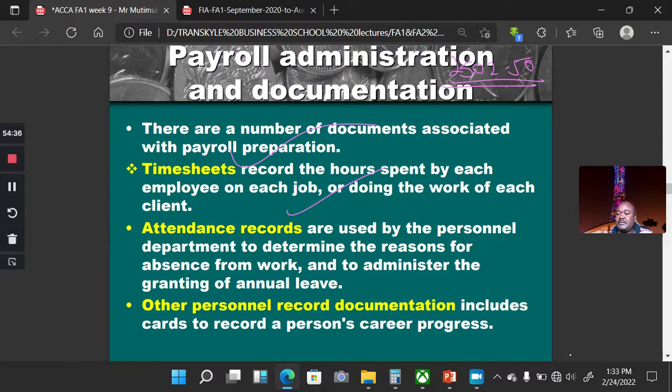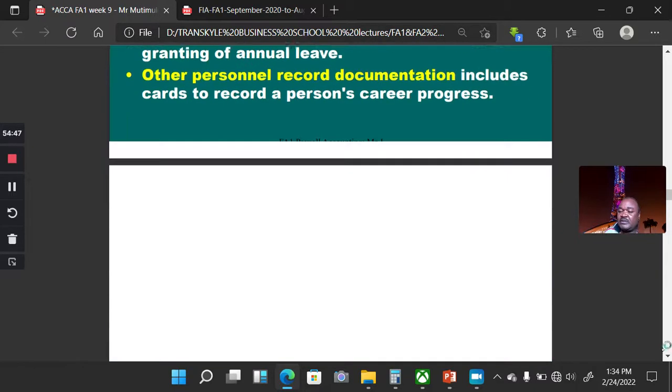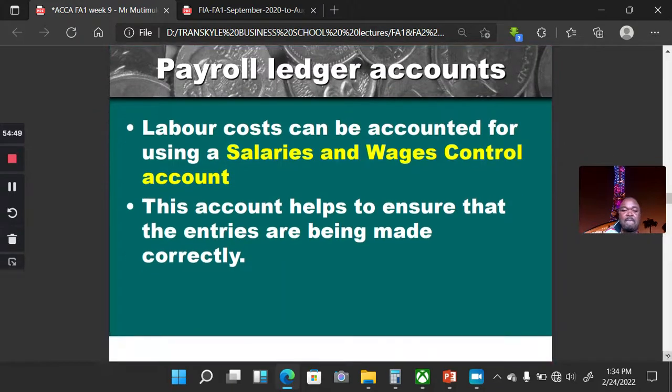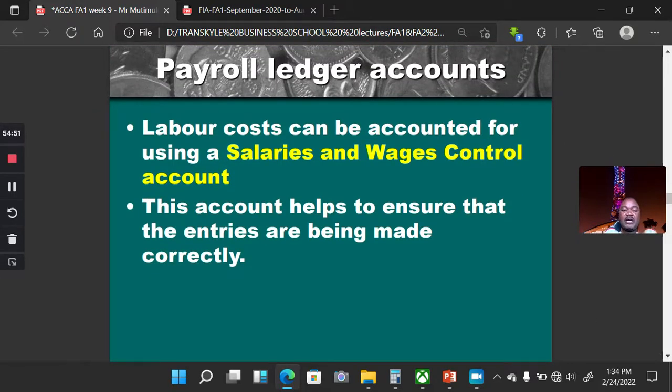So that's part of the documentation, and usually the examiners ask about the uses of this, so you just have to read a lot about these documents. Okay, payroll ledger accounts. Labor costs can be accounted for using a salaries and wages control account. This account helps to ensure that the entries are being made correctly.